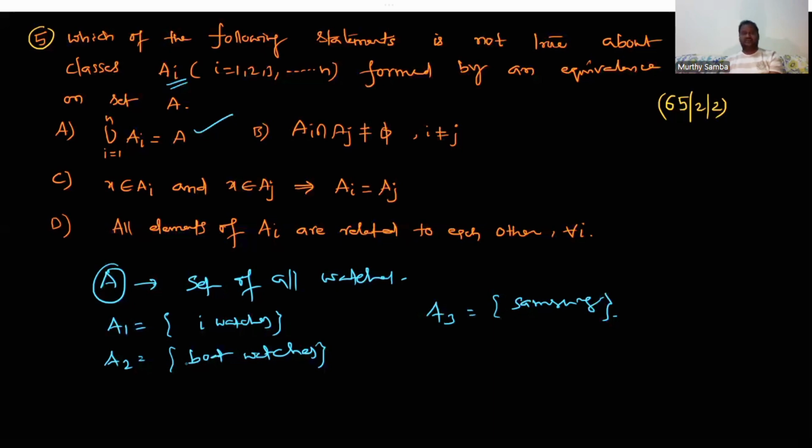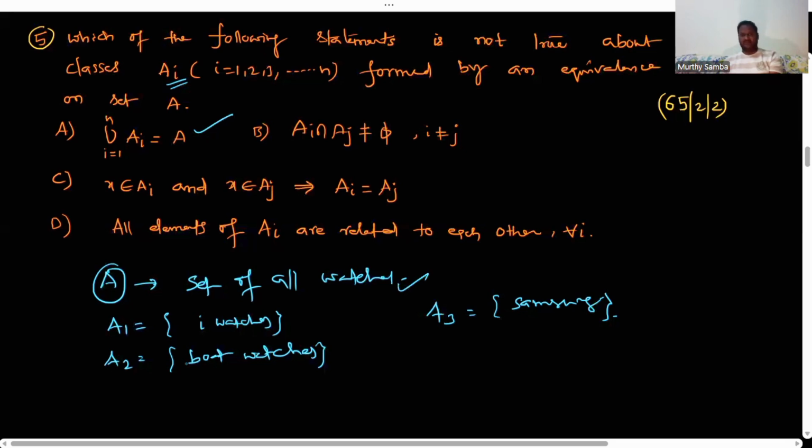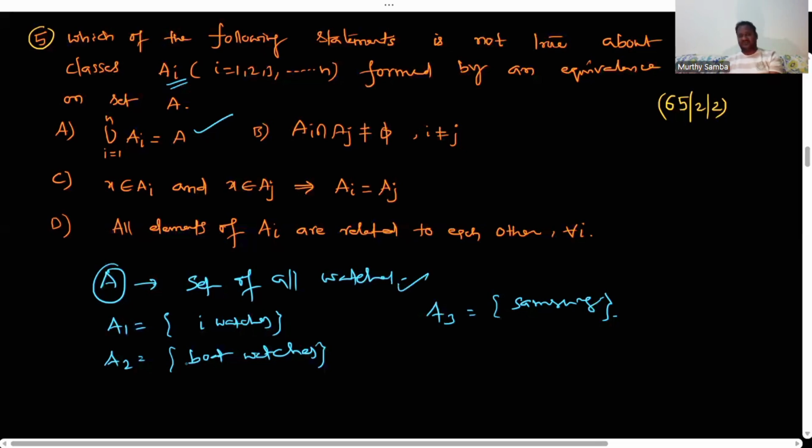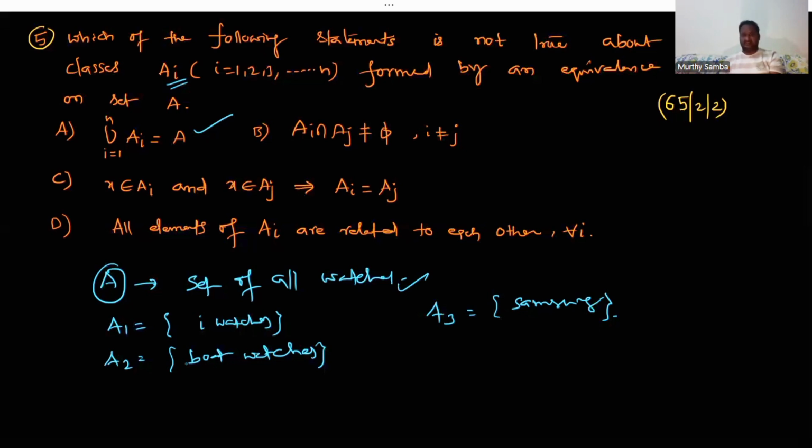When I go to union, is the union of Ai equal to A or not? When I say A1 union A2 union A3, then I get the set of all watches, right? The set of all iWatches, the set of all boAt watches, and the set of all Samsung watches together are called the set of watches, because these are all part of watches. Therefore, A is the correct option. Coming to B, Ai intersection Aj.